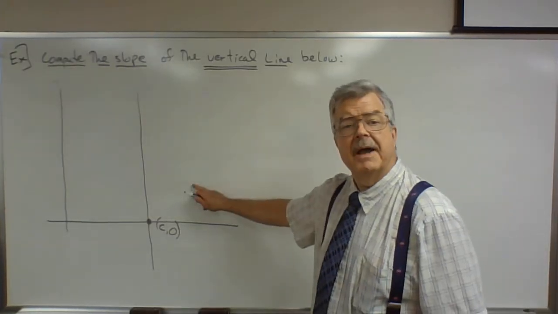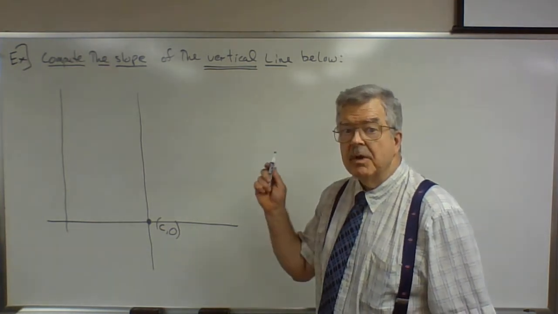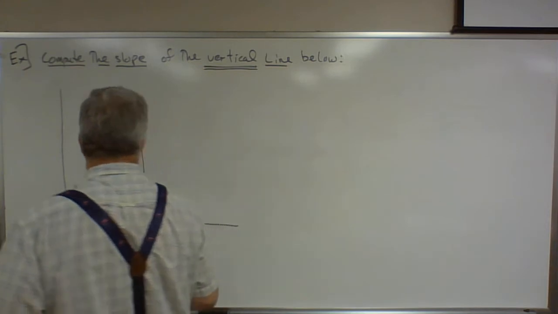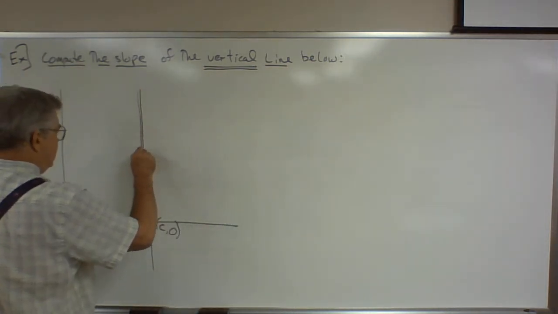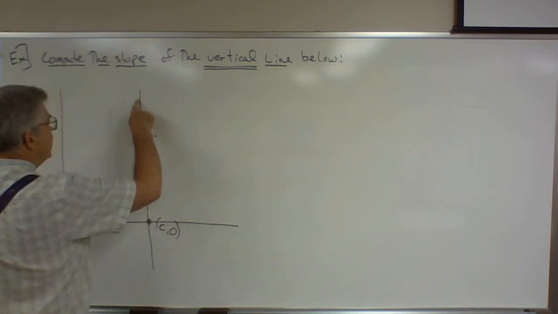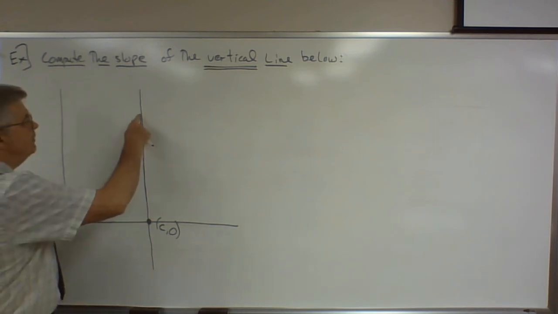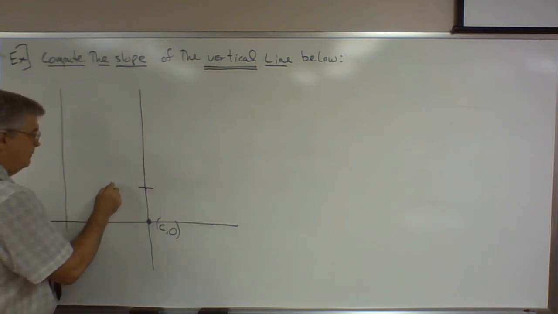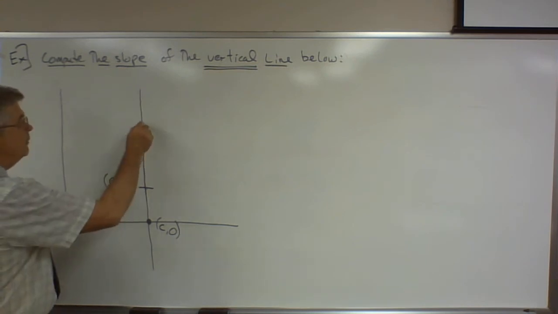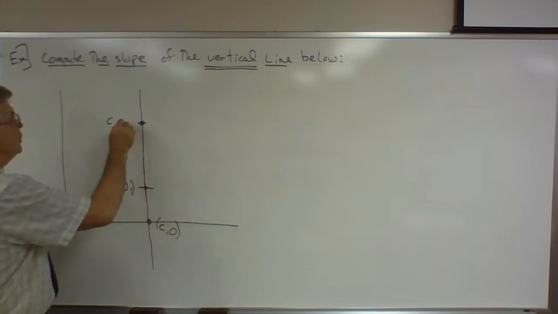Here's a vertical line. We're asked to compute its slope. So we'll pick 2 points on the vertical line. And you know what? Maybe that's a little bit more vertical. We'll pick 2 points on this vertical line. And we'll call this one y sub 1. And we'll call this point y sub 2.